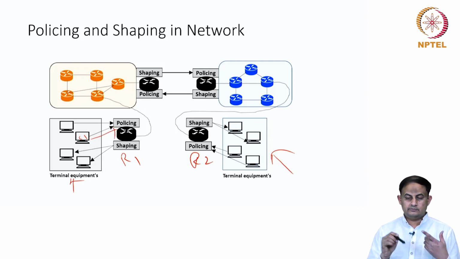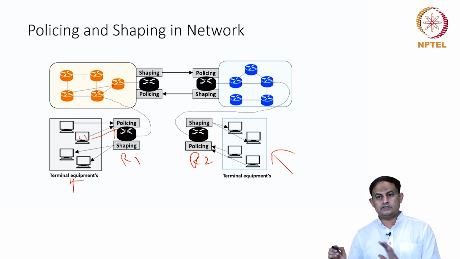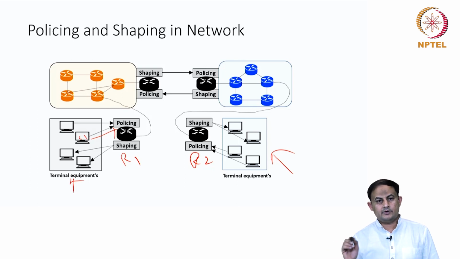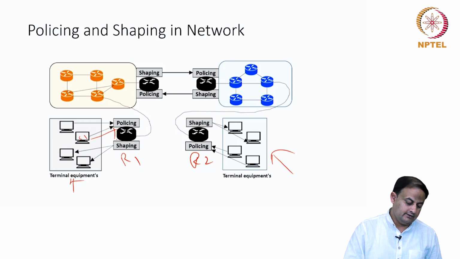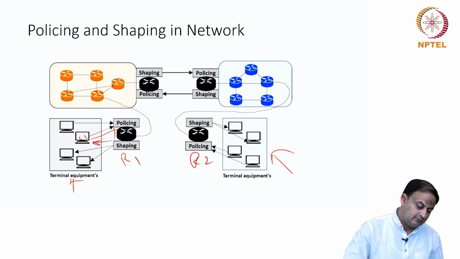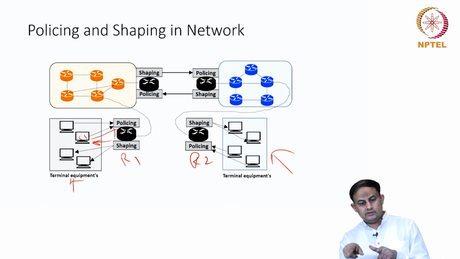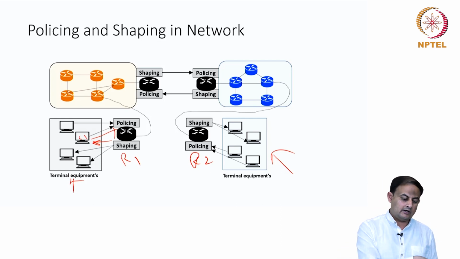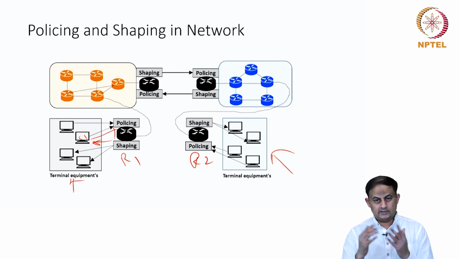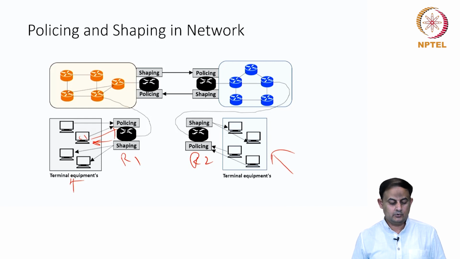Now, R1 is the place where the policing action is happening. So, if C1 is supposed to send at a particular rate, let us say 1 Mbps, any traffic in excess of 1 Mbps will be dropped or marked at R1, and anything going to C1 received from the other end would be shaped at R1. So, traffic exiting C1 and going to R1 is policed, and traffic exiting R1 and received at C1 is shaped. That is the best way to understand what is shaped and what is policed.